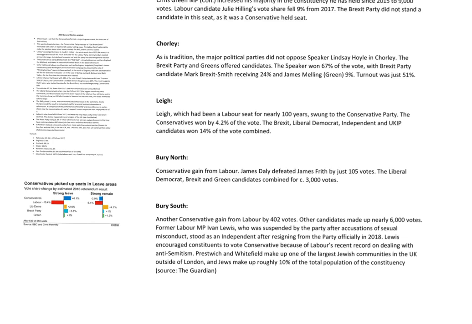Now, that's not to say that anti-Semitism in the Labour Party at the time only mattered in Bury South. That's not true. But it was particularly important to voters in certain areas, and Bury South was one of those.